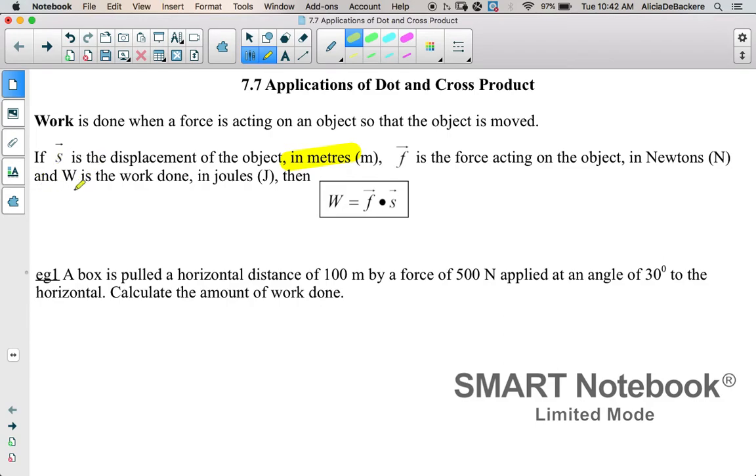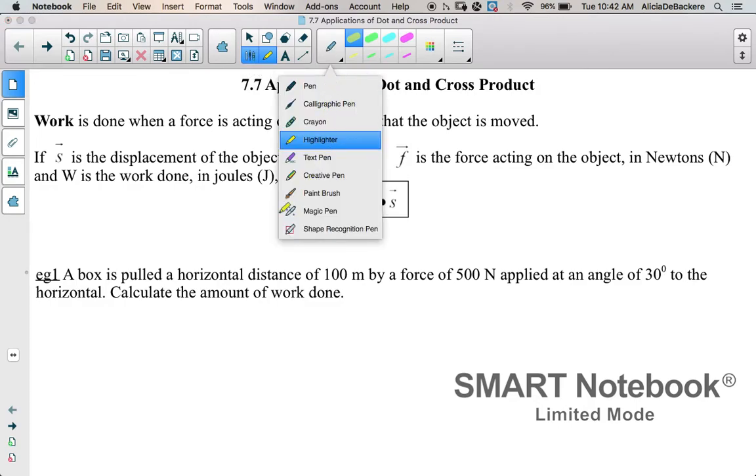And W then will represent the work that's done. Notice that W is not a vector, and I can see that because W is equal to the dot product of the force and the displacement. So I know that the answer to a dot product is just a scalar, and so that's why W is not a vector. And so W is the work done, and the unit that we use for work is joules. So those of you who've taken physics are probably more familiar with these units of newtons and joules.